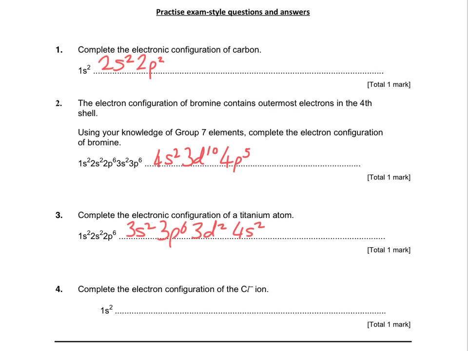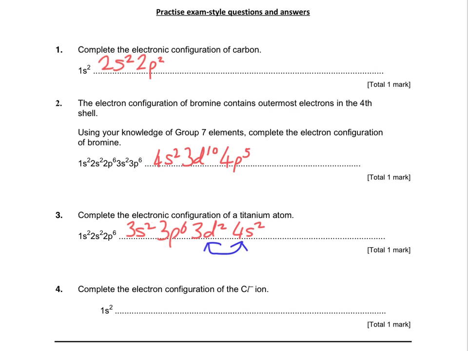So for titanium, that's the 1s2, 2s2, 2p6, then 3s2, 3p6, 3d2, 4s2. And 3d2, 4s2 could be written as 4s2, 3d2. It doesn't really matter which way round they're written, like we just said.